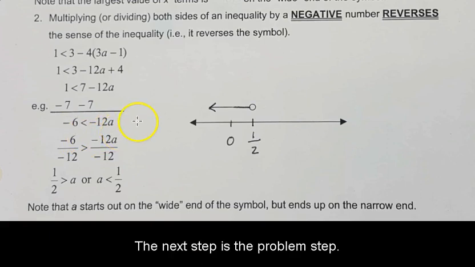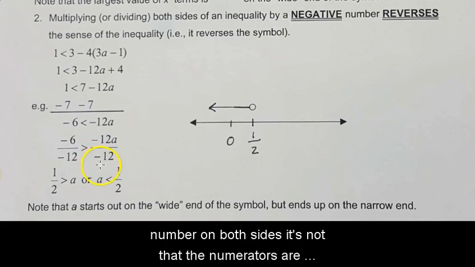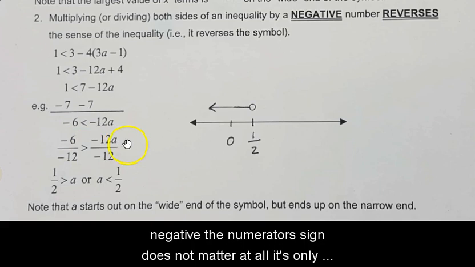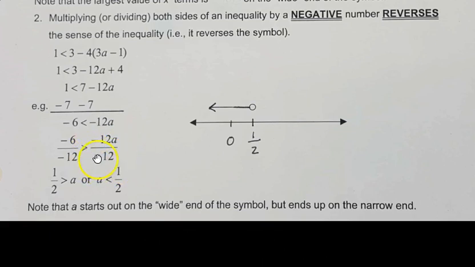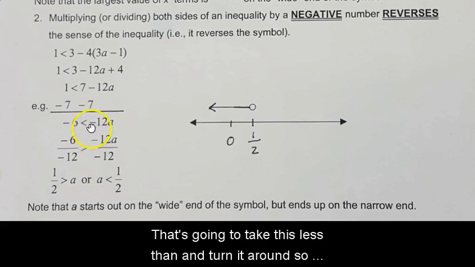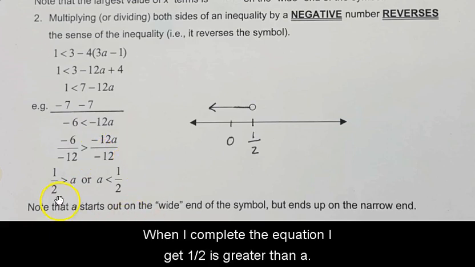The next step is the problem step. When I divide to isolate a, I have to divide by a negative number on both sides. It's not that the numerators are negative. The numerator's sign does not matter at all. It's only the sign of what you're dividing or multiplying by, in our case, a -12. That's going to take this less than and turn it around so that it becomes greater than. When I complete the equation, I get 1/2 is greater than a.